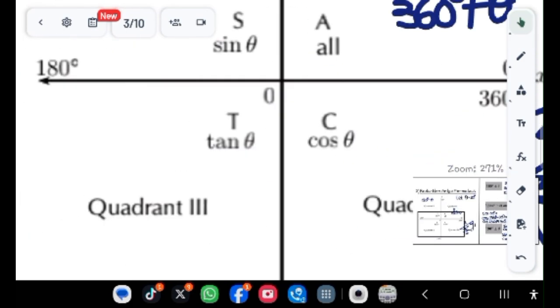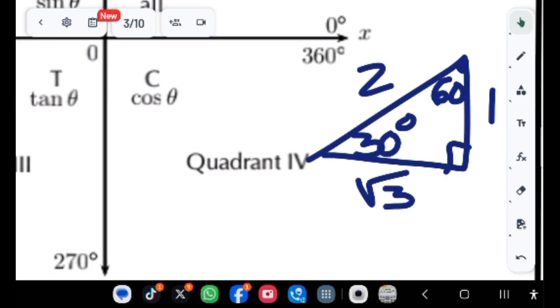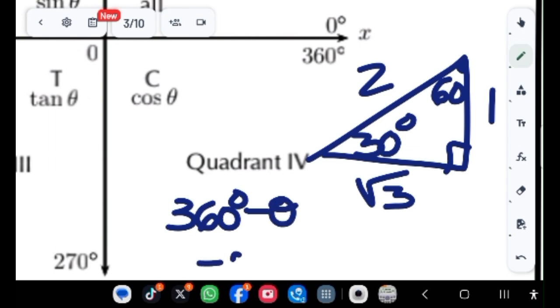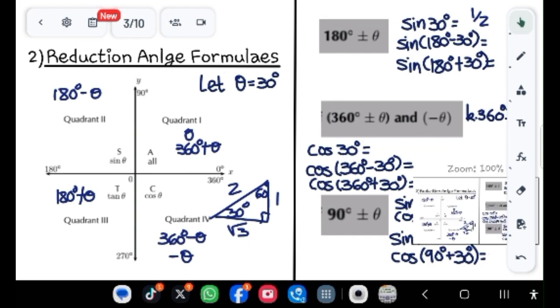In the third quadrant, we express them as 180 degrees plus theta. And in the fourth quadrant, we express them as 360 degrees minus theta, or negative theta. Right, that's where you land in terms of quadrants.